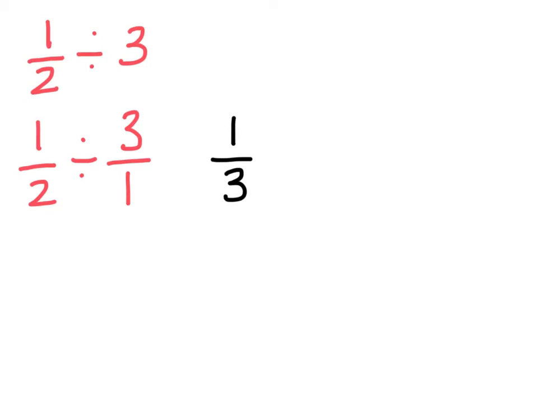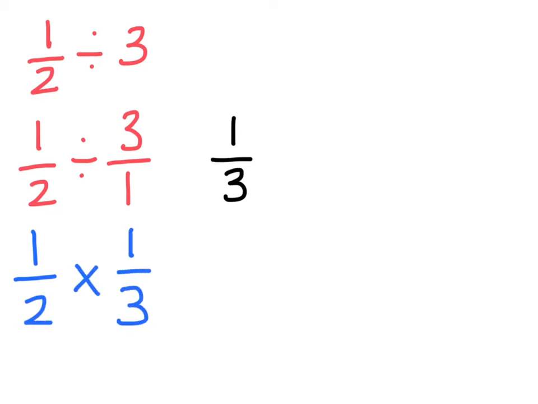You find a fraction's reciprocal by simply swapping places for the numerator and the denominator. So you have 3 over 1 becoming 1 over 3. So when you divide by a number, what you're actually doing is multiplying by its reciprocal. So now we'll rewrite our problem, 1/2 divided by 3 over 1, as 1/2 times 1/3.